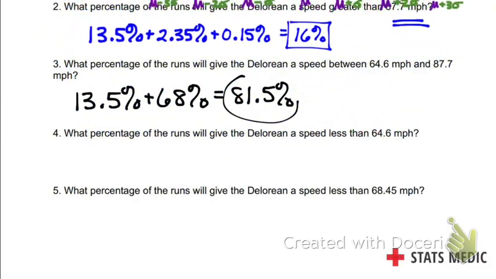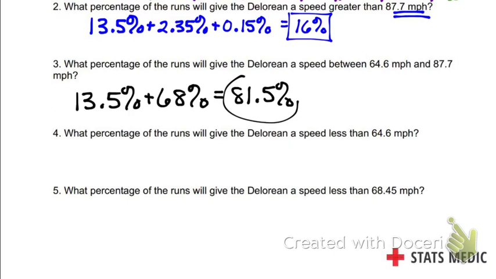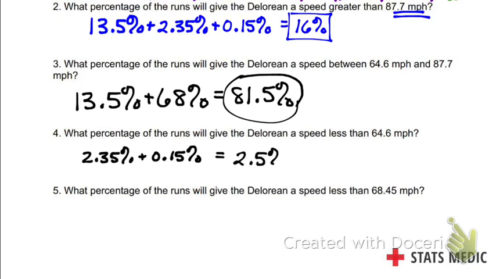So far, so good? Okay. What percentage of the runs will give the DeLorean a speed of less than 64.6 miles per hour? 2.5, yes. I would take that 2.35. I'm going to add it to the 0.15. You get 2.5%. Or you could say, well, we're going out 2 standard deviations on either side. That's 95%. But I only want the smaller tail, so that has to be half of 5%. Either way you go about it.